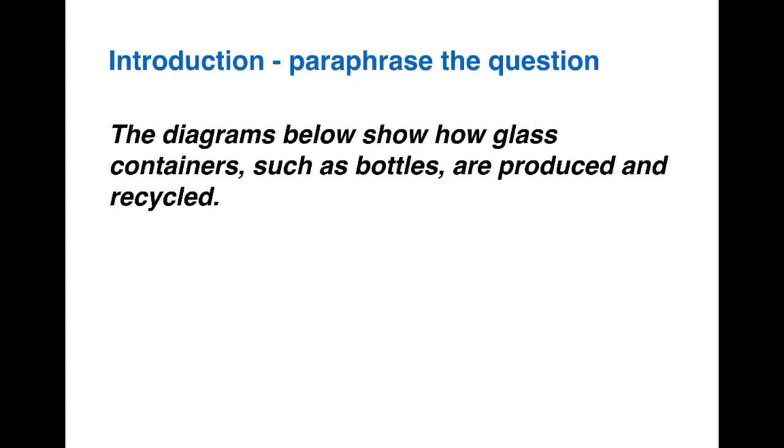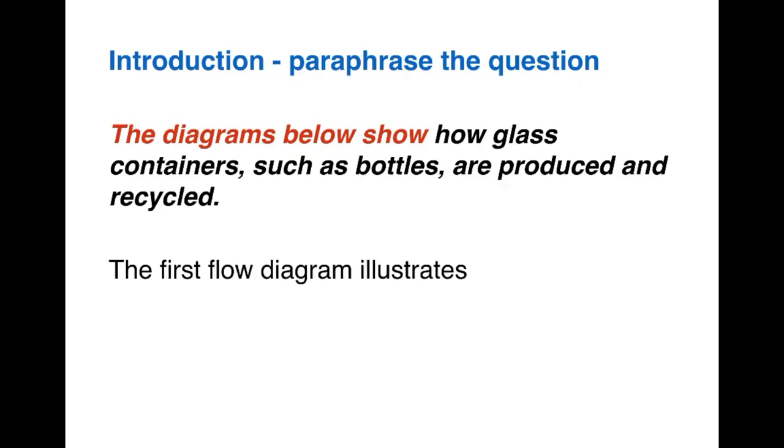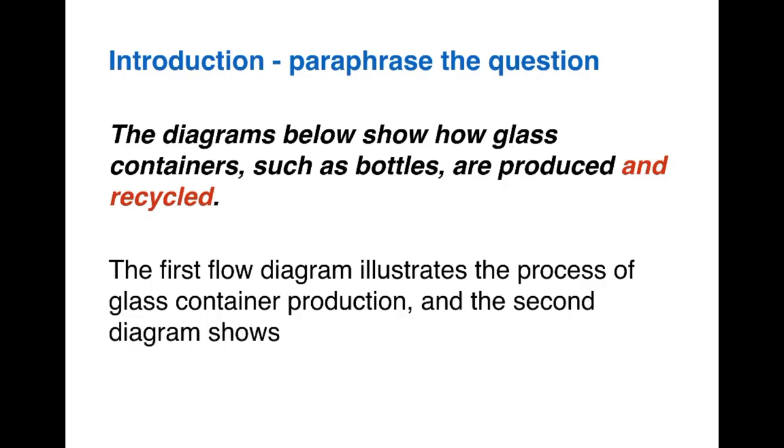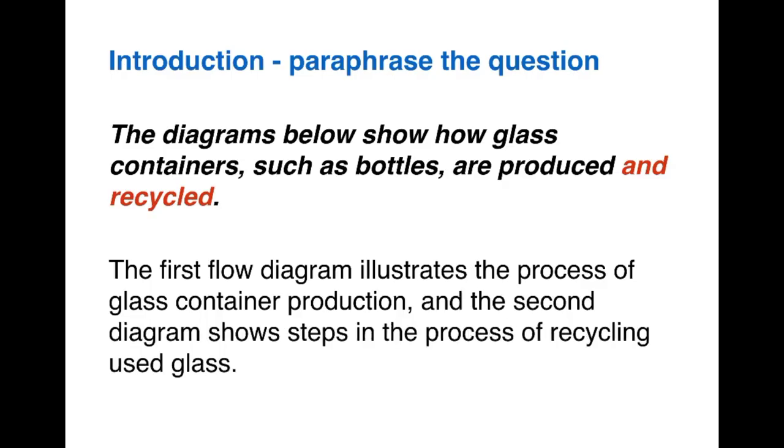Here's the question, and we'll start with the first small phrase, the diagrams below show. And I've changed that to the first flow diagram illustrates. We'll talk about the second diagram later. How glass containers such as bottles are produced, the process of glass container production. And recycled, well, first I need to say, and the second diagram shows steps in the process of recycling used glass. And that's my introduction finished.